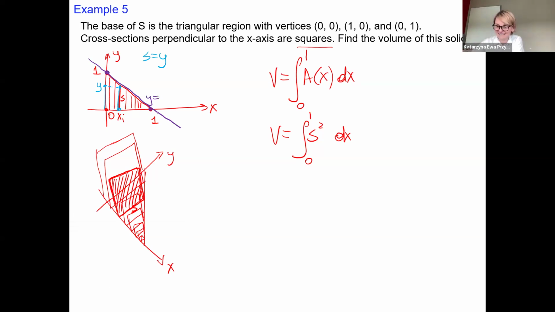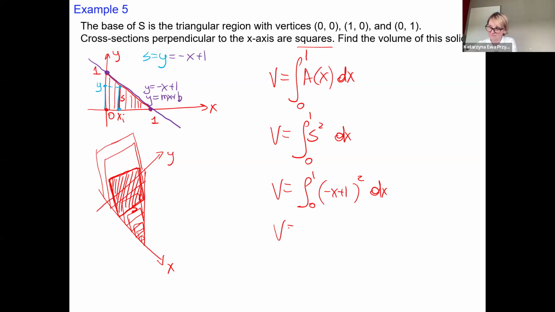What is this line? y equals mx plus b. The slope is -1 and the y-intercept is 1. That means y is basically negative x plus 1, and that's the s. We have to keep really clear that x and y are important. So s squared means (-x + 1) squared, where -x + 1 is the side s.